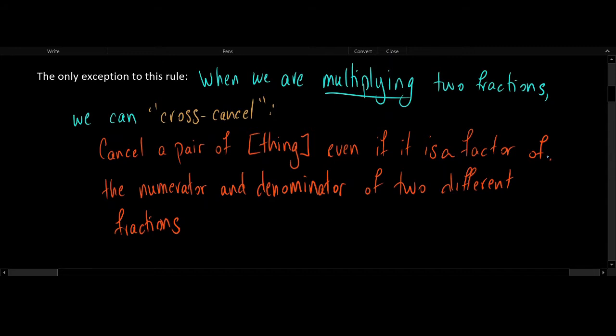So let's look at a couple of different examples of simplifying rational expressions, and let's do some drills to see when we can and cannot cancel something out or cross-cancel something out.